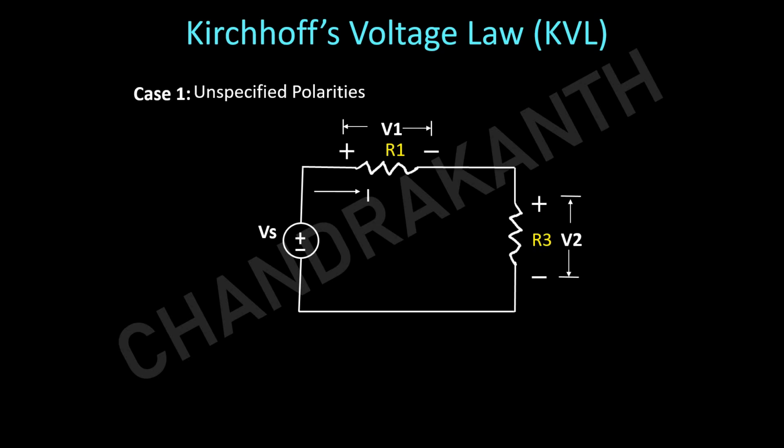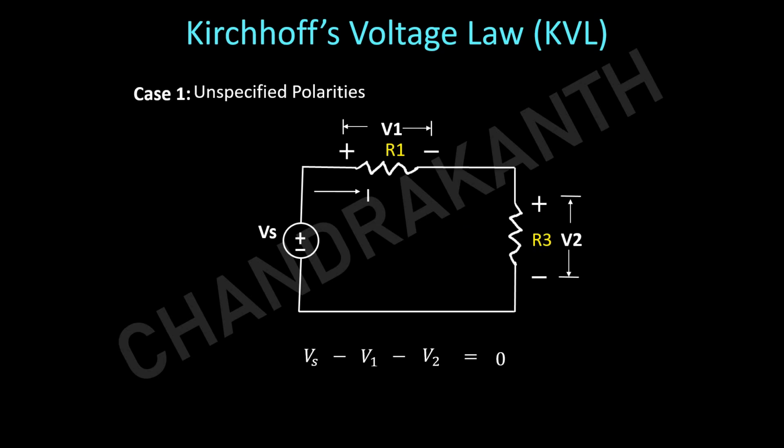KVL can be applied in two ways. One is the source voltage will be considered as positive and the voltage appearing across the resistors will be considered as a drop. Drop in the sense it is negative because you are moving from positive to negative for the passive side, and for the active side the voltage is increasing, that is going from negative to positive. So often people write the equation as Vs minus V1 minus V2 equal to 0. This is one way of writing.